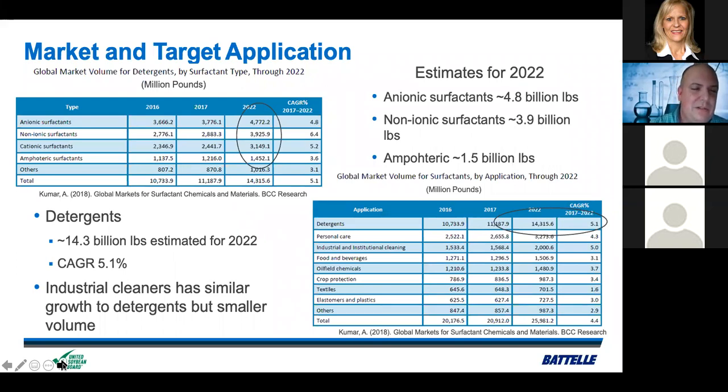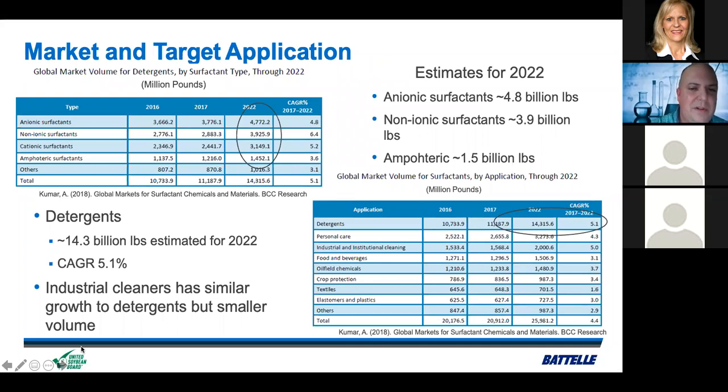So now we just look at why are we doing this and why does it make sense? So first off, anionic and non-ionic surfactants correlate to the largest use, 4.8 billion and 3.9 billion pounds per year. And so I'd say amphoterics are also a newer growing material. It has a lower CAGR right now, but I expect that to pick up as they're incorporated and they switch out other chemistries over time.